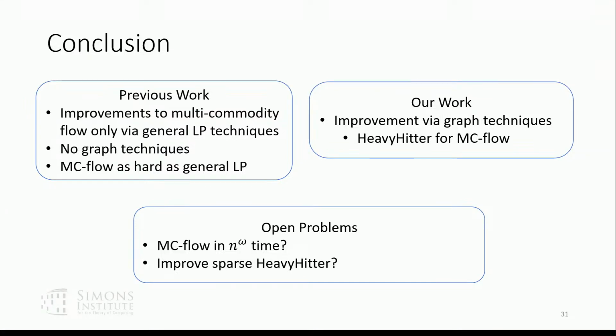Open problems would be, on one hand, can you improve the algorithm further? Can you get matrix multiplication time that scales only in the number of vertices? And is it possible to improve this heavy hitter problem for more general sparse matrices? It might be possible that using graph techniques, we can actually improve something here, because all the hardness proofs that we have are kind of captured with this matrix inverse maintenance part. So maybe we can use graph techniques to solve sparse heavy hitter problems.